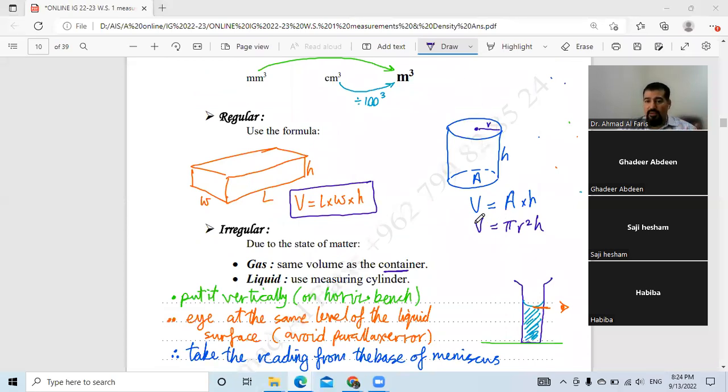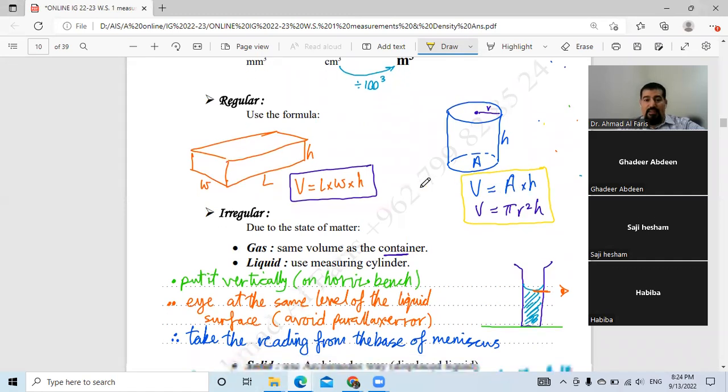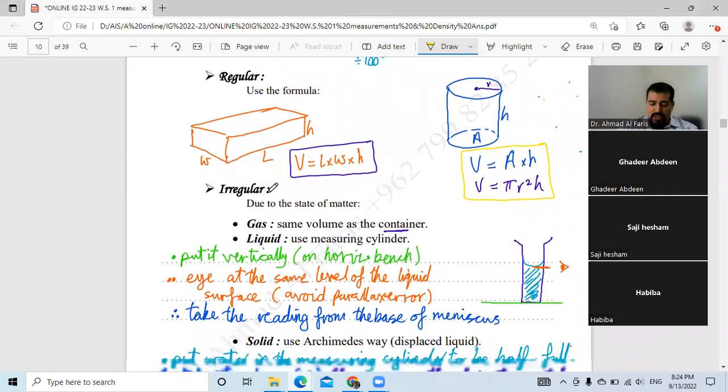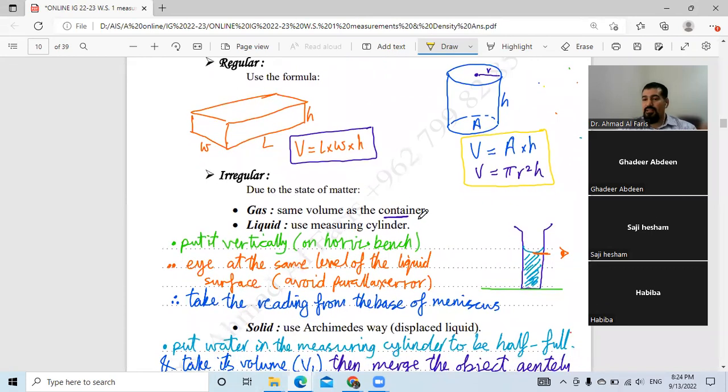By the height, so the volume equals what? Pi r squared height. Okay, these are the formulas that we have to know for the IGCSE Physics boards, all of them. But for irregular shaped objects, if we have gas and they ask us to find the volume of the gas, it will be the same volume as the container.